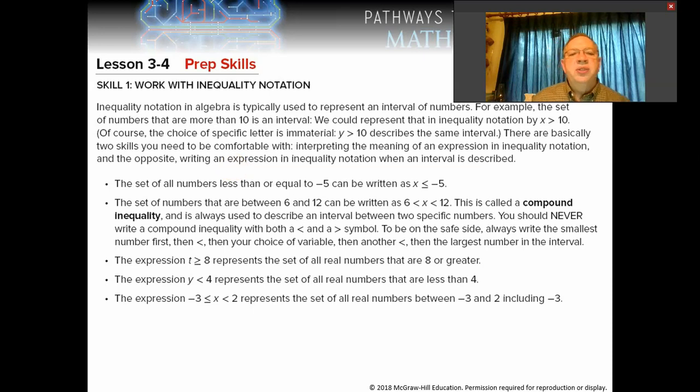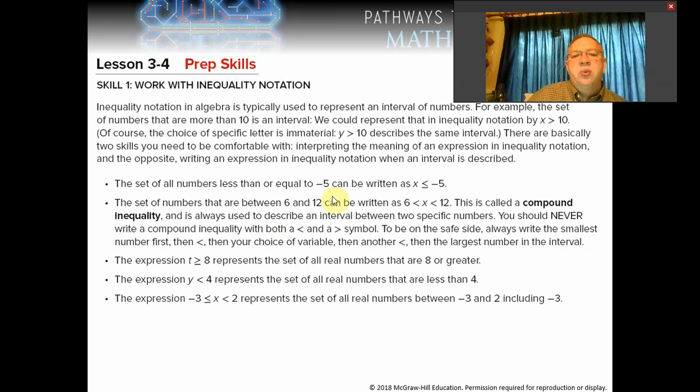The set of all numbers less than or equal to negative 5 can be written as x less than or equal to negative 5. So this is smaller numbers. And on the number line, negative 6, negative 7, negative 8 are smaller than negative 5. So the more negative, the smaller the number.